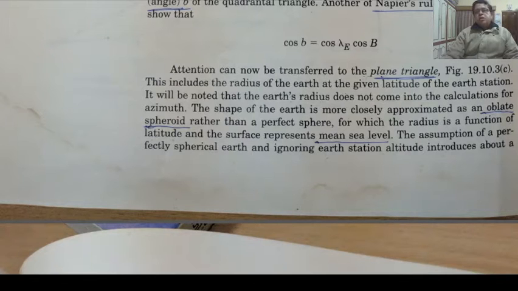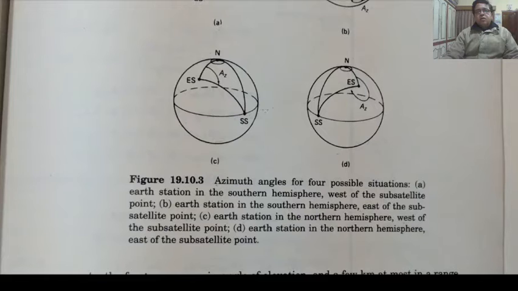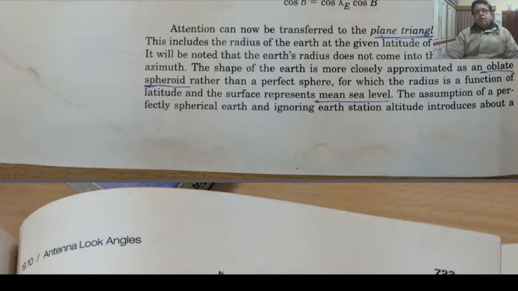Attention can now be transferred to the plane triangle. Now we are considering the plane triangle, figure 19.10.3C. This includes the radius of the Earth at the given latitude of the Earth station. It will be noted that the Earth radius does not come into the calculations for azimuth.